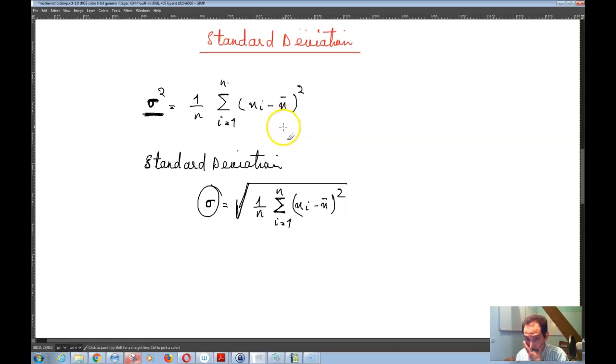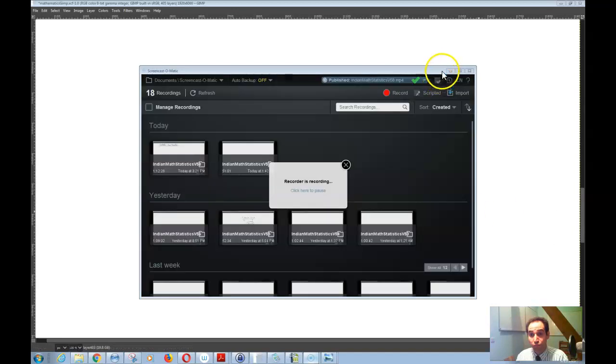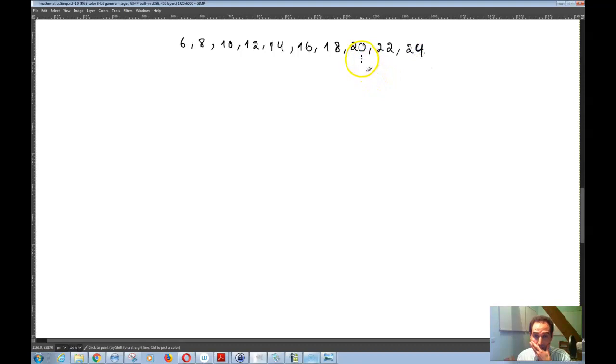Now let us take the following example to illustrate the calculation of variance and hence standard deviation of ungrouped data. As an example, let's see what we can do with this data here. Let's take the variance of this data. The data is basically 6, 8, 10, 12, 14, 16, 18, 20, 22, and 24. Okay, that is my data.